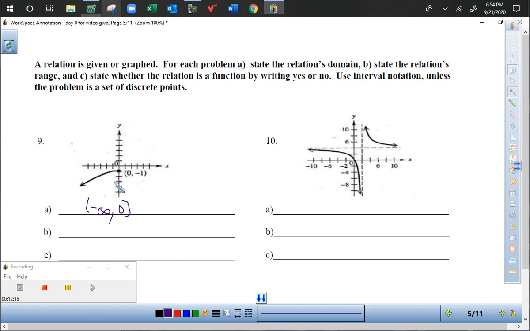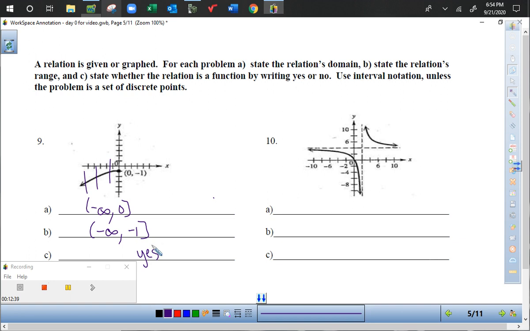And that's it. When we move to the y's, we're starting from the bottom going up. First thing I hit is an arrow, so that's negative infinity again. Going all the way up, and then we're looking at the y value, and that stops at negative 1. Again, included, so we're using a bracket. This again passes the VLT, so we say yes, this relation is a function.